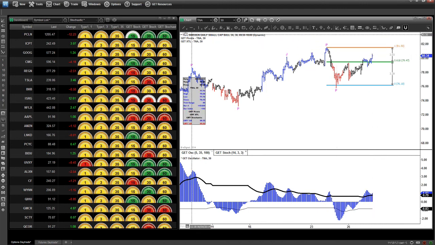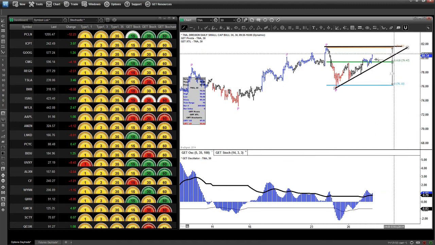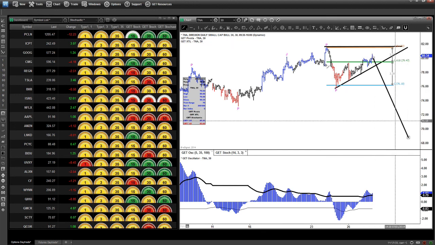I wouldn't feel comfortable doing anything on TNA unless we get above that high or we sell off below that trend line. If it gets above that high, I could see a new rally, but what I'm kind of thinking is more of a 2 and then a 3 down this way because of that 5th wave sequence. Don't sell it right now, but wait for it to sell off below that trend line.